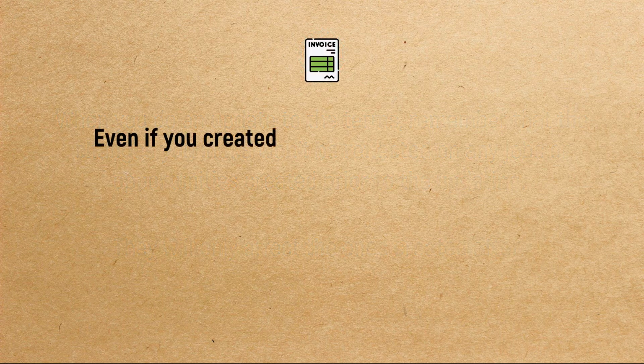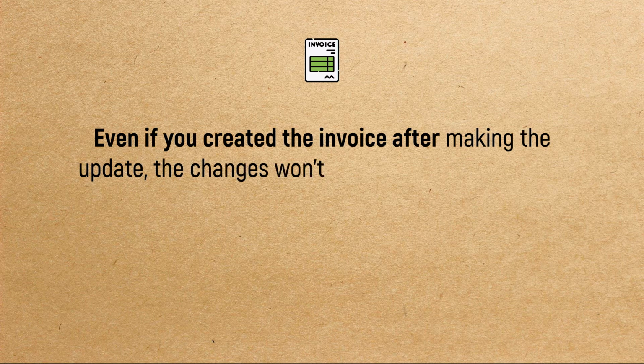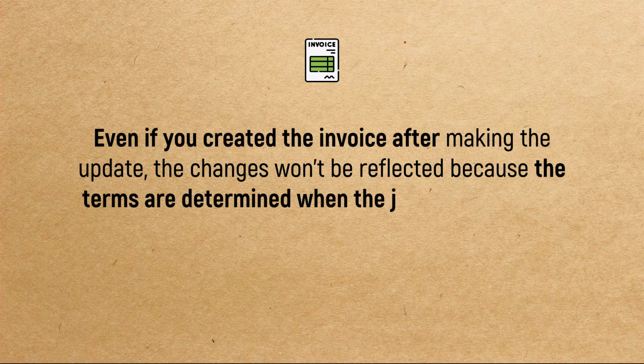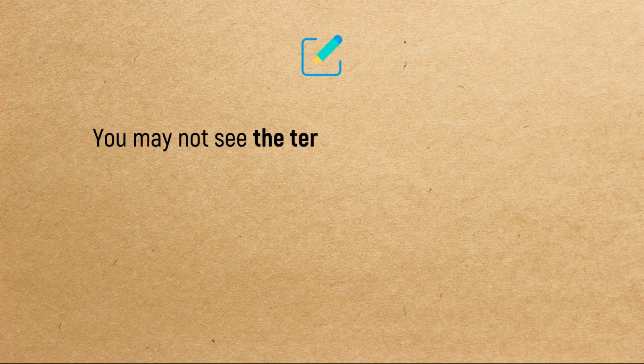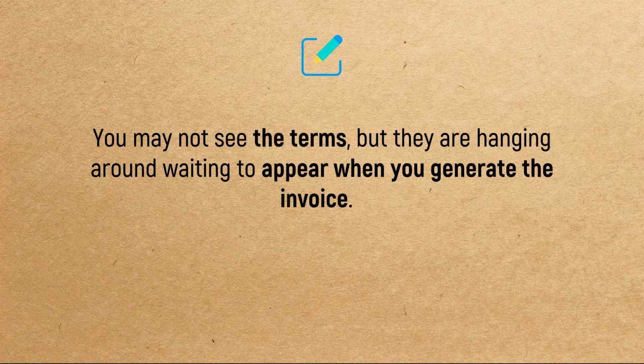Also, keep in mind that even if you created the invoice for that job or opportunity after making the update, the changes won't be reflected because the terms are determined when the job is created, not when the invoice is generated. You may not see the terms when you create the job or opportunity, but they are hanging around in the shadows waiting to appear when you generate the invoice.